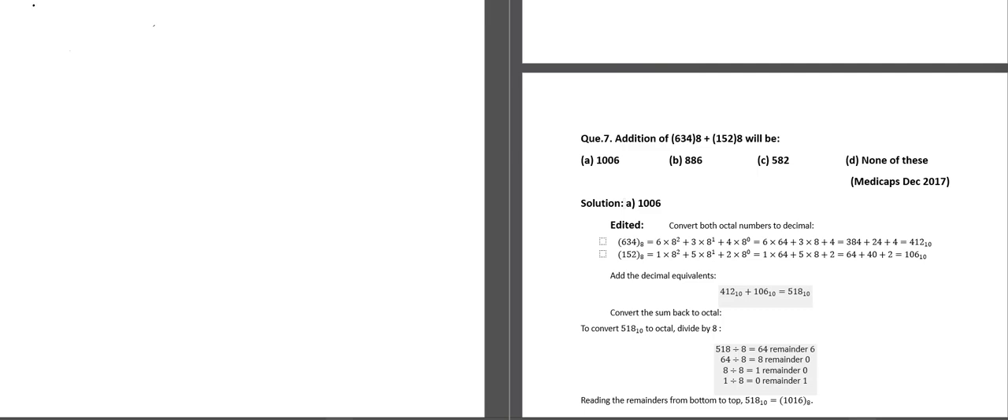So let us first write these two numbers, which is 634 with a base of 8 and 152 with a base of 8. Now this base 8 signifies that the numbers which are given here are in the octal number system, and we are asked to find the addition of it. So for the sake of simplicity of the solution, we are converting these octal numbers into decimal numbers.